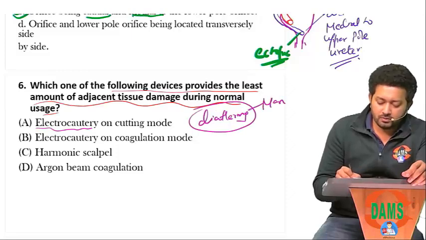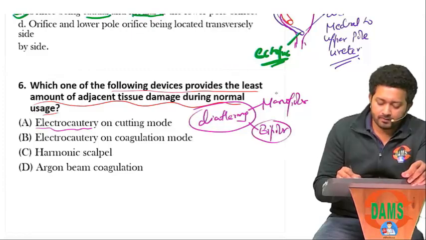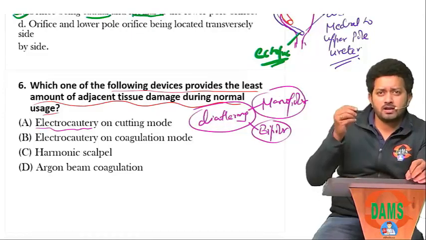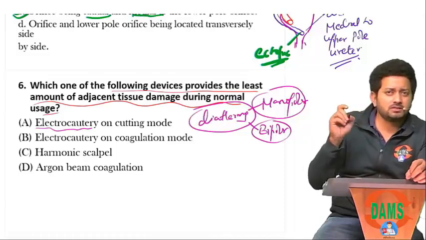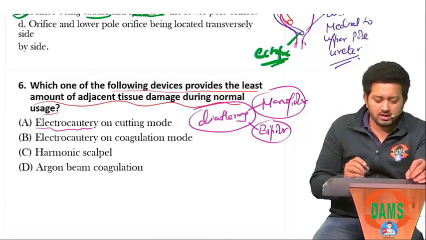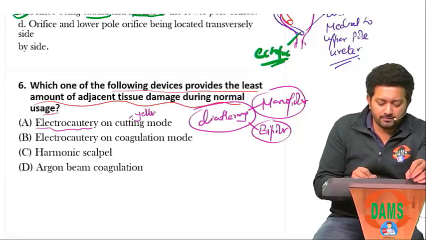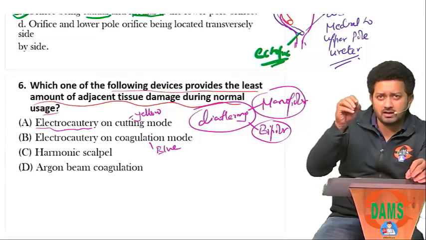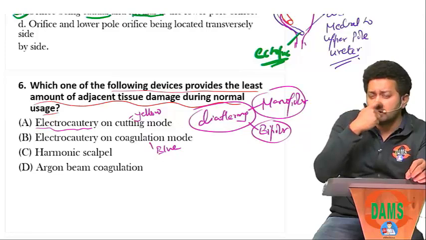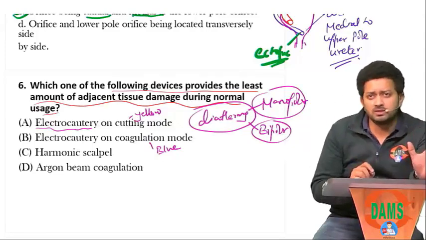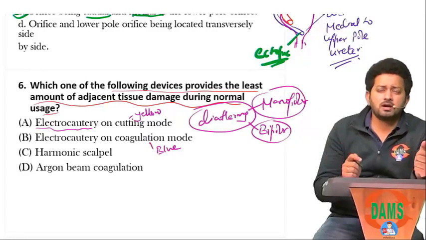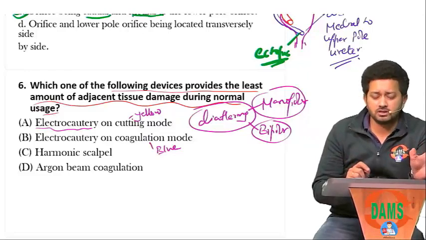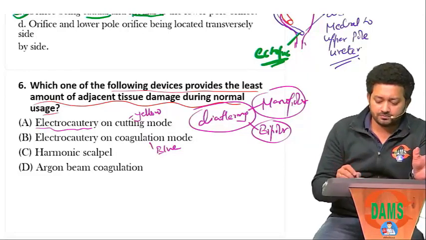One is monopolar and one is bipolar. Okay, in monopolar, the instrument looks like a pencil. There are 2 buttons, yellow and blue. The yellow one is for the cutting mode, so it will cut like a scalpel. And blue is the coagulation mode, which at the same time is cutting as well as coagulating those small blood vessels. In both these cases, some lateral spread of the current or energy occurs and it might damage the tissue.